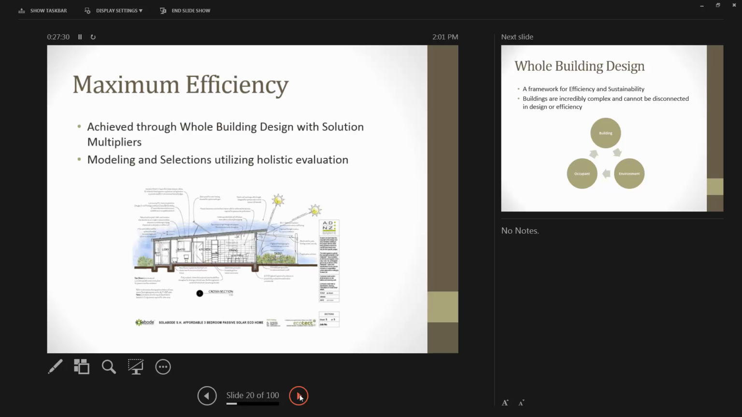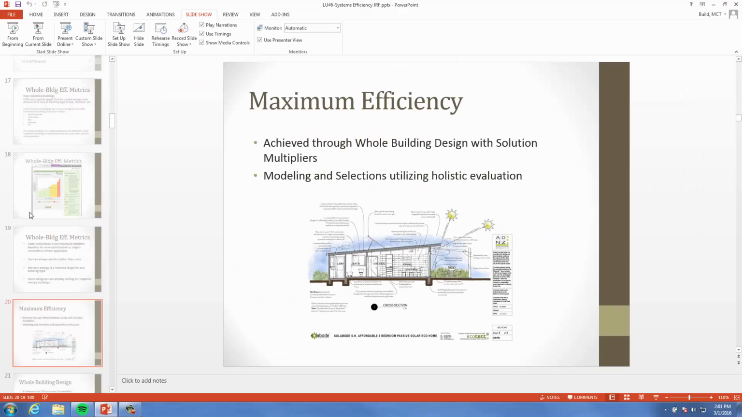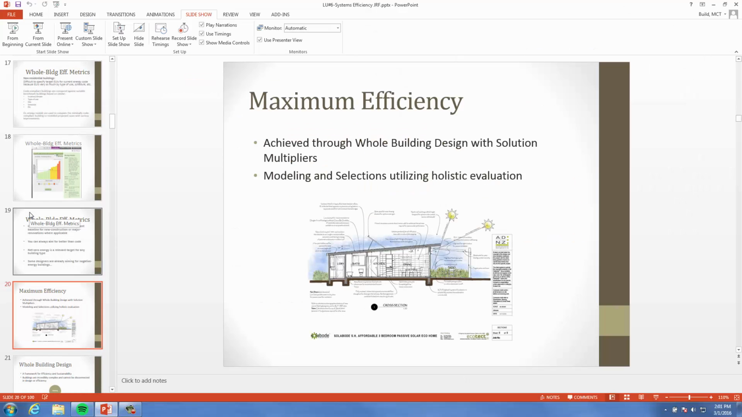So we'll take a quick break right here, and then we're going to talk about whole building design and achieving maximum efficiency, and then we'll spend the next couple weeks dialing down into all of the different systems of whole building design and how they operate together to create maximum efficiency. So let's take a quick break, 10 minutes, and then we'll catch back up right here.